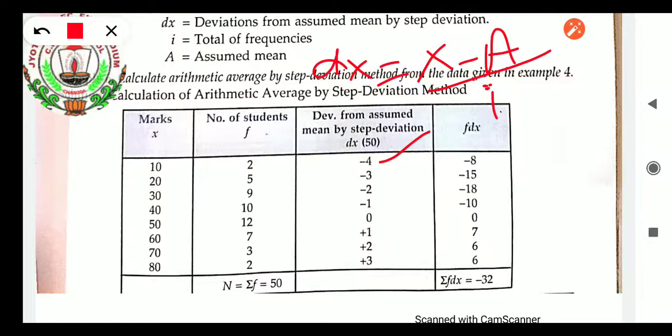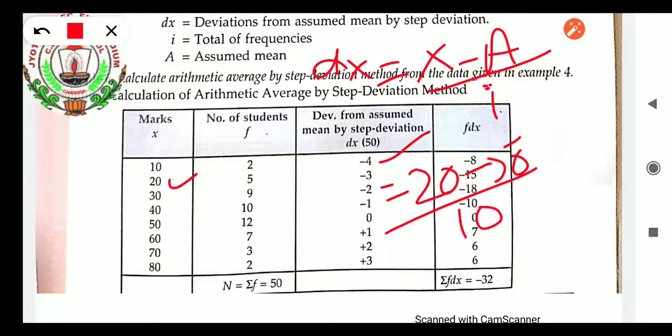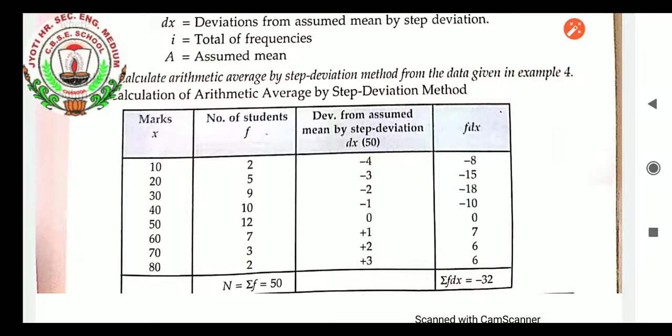Let us do one more calculation of dx. When x is 20, I will tell you. 20 minus, what is the assumed mean? 50, upon I, how much is the difference? 10. What will the answer be? Minus 30 upon 10, that cancels to minus 3. This is the way you will get dx at each step, with the same formula. After getting dx, multiply with f and you will get f dx. You have f dx. Now take the sum of f dx and f.